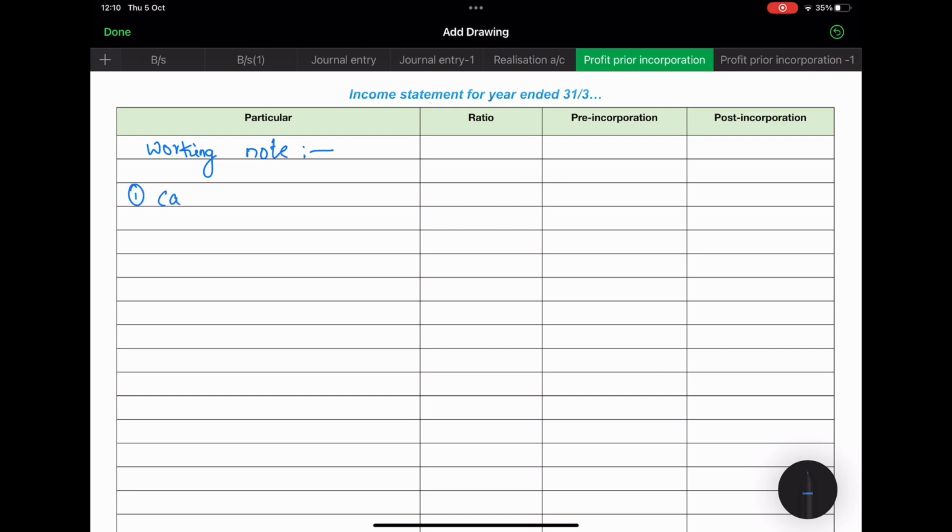So first we'll calculate the time ratio. How are we going to calculate the time ratio? We calculate it for a particular financial year. The financial year starts from 1st April and ends on 31st March. Pre-incorporation period is to post-incorporation period. This is how we will solve the time ratio. The pre-incorporation starts from 1st April and post-incorporation ends on 31st March. For a particular year, we identify the pre- and post-incorporation durations.